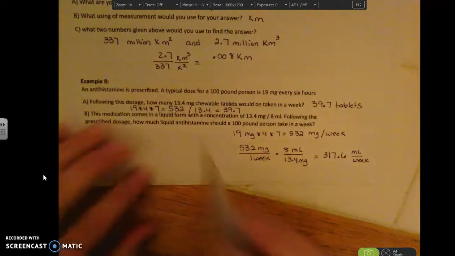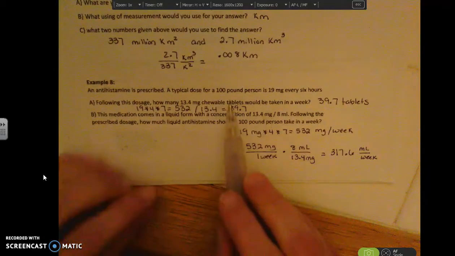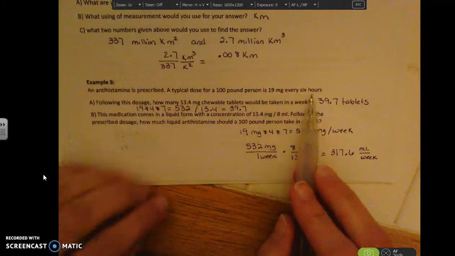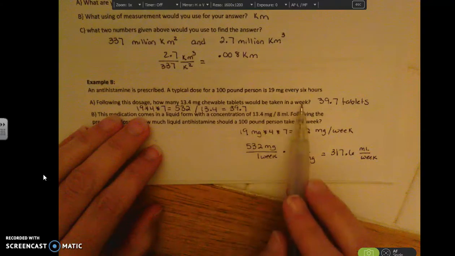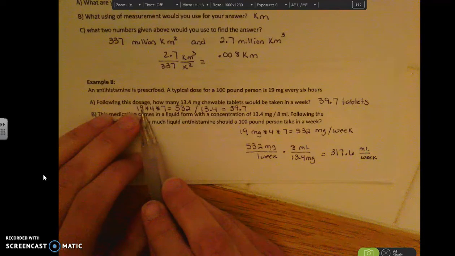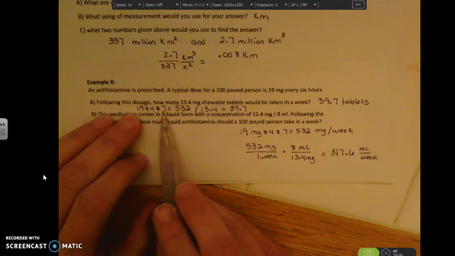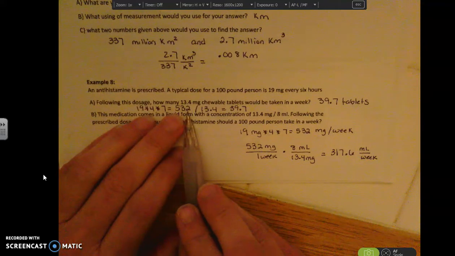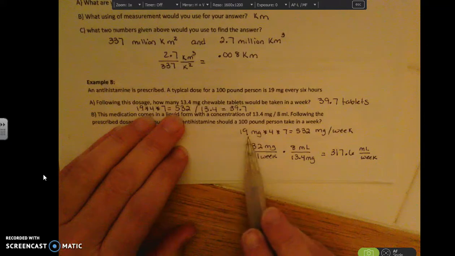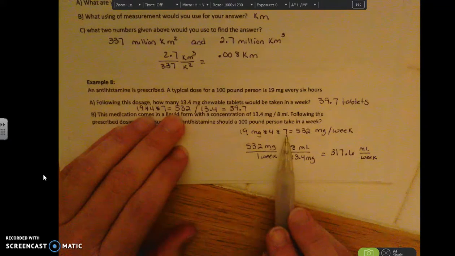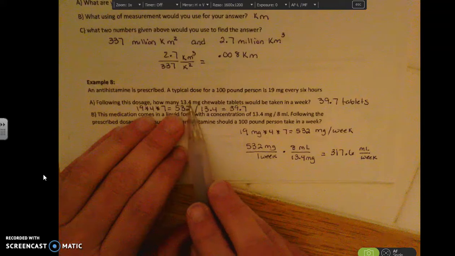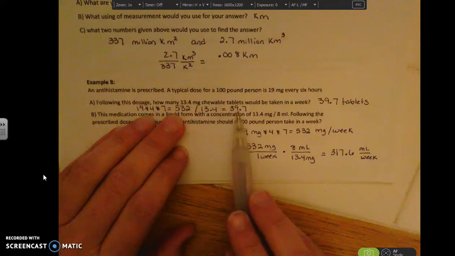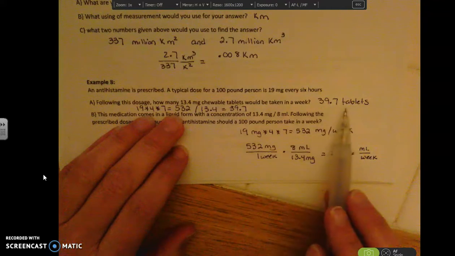Okay, and our last one, if an antihistamine is prescribed for a 100-pound person, the typical dose for a 100-pound person is 19 milligrams every 6 hours. So using this dose, how many 13.4 chewable tablets would I have to take in a week? So 19 milligrams every 6 hours would be 4 times a day, 7 days a week, would be 532 milligrams of medication in 1 week. So 19 milligrams, 4 times a day, 7 days a week is 532 milligrams per week. If I take 13.4 milligram tablets, that means I would have to take 39.7 tablets in order to get my dosage.